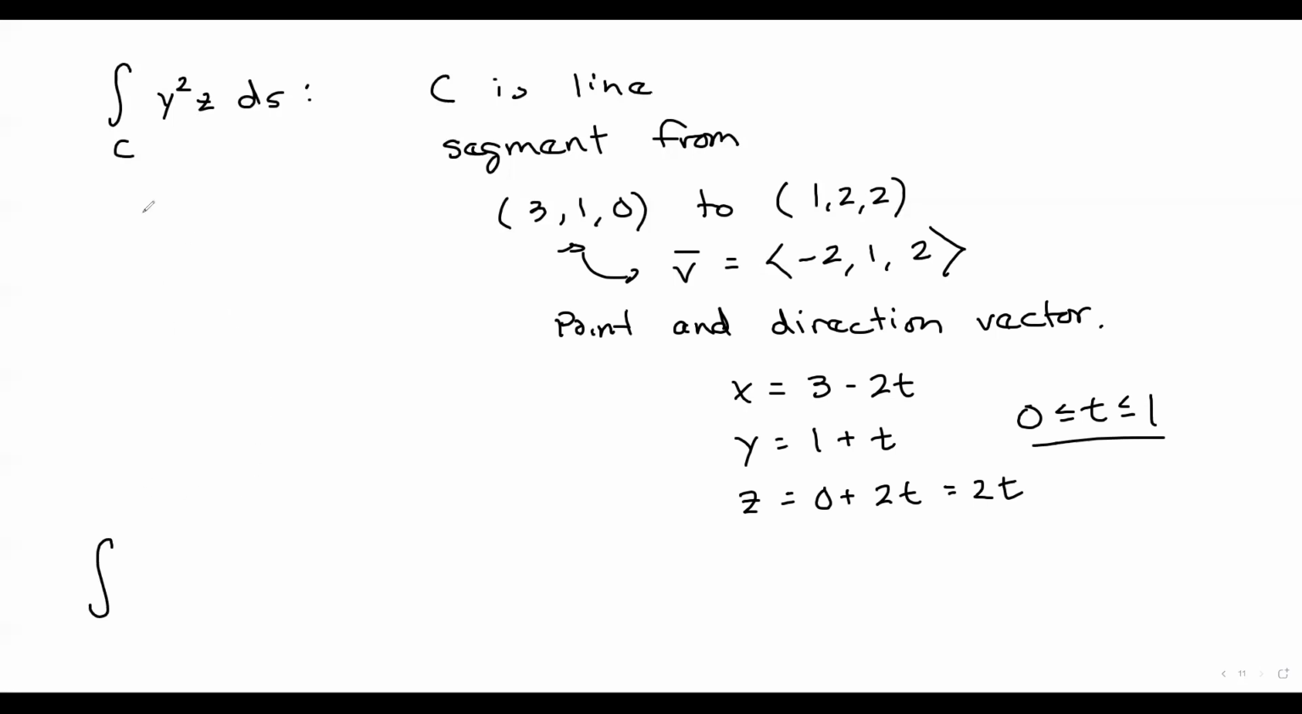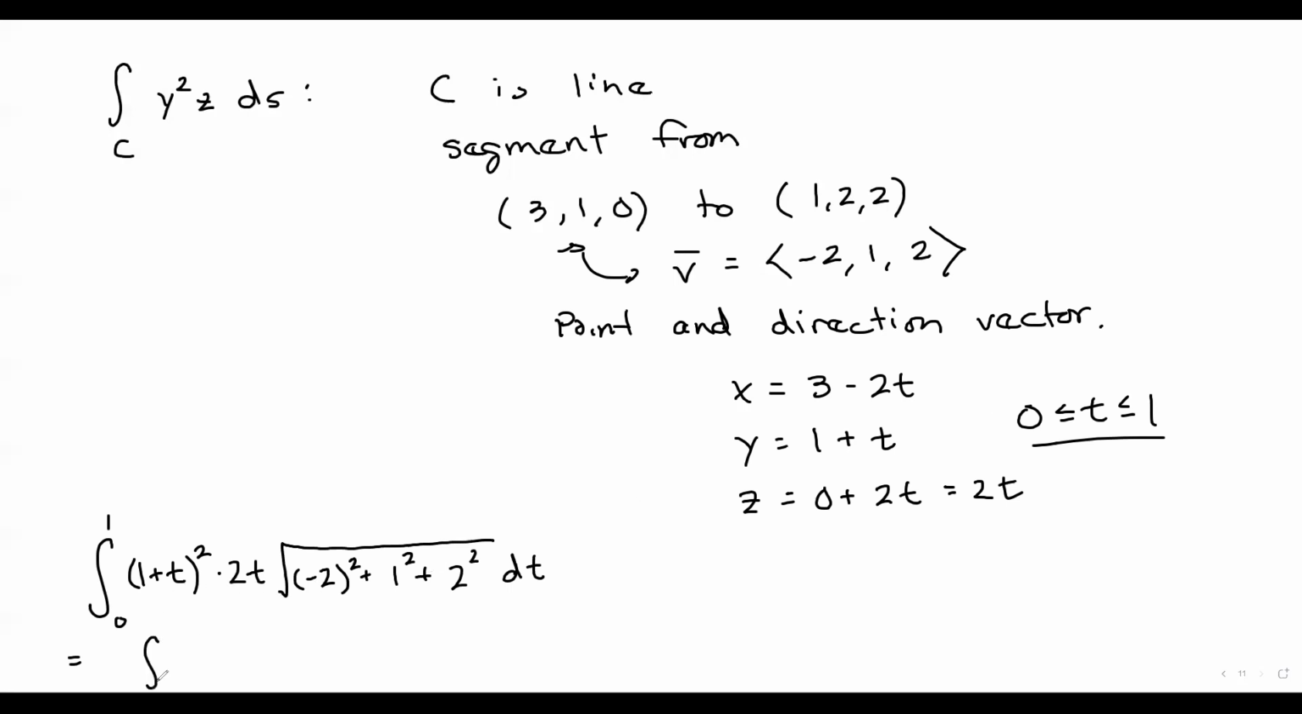So what are we going to have? We're going to have y. What's y? y is 1 plus t. So we're going to have 1 plus t squared. What's z? z is 2t. All right, and then ds, what's ds? It's the square root, and then you want to take the derivative and square, right? So the derivative of x is going to be -2, so we're going to have -2 squared. The derivative of y is 1, so we have 1 squared. And the derivative of z is 2, so we have 2 squared, dt, right? And I guess we'll go down here. Oh, and then the bounds go from 0 to 1.